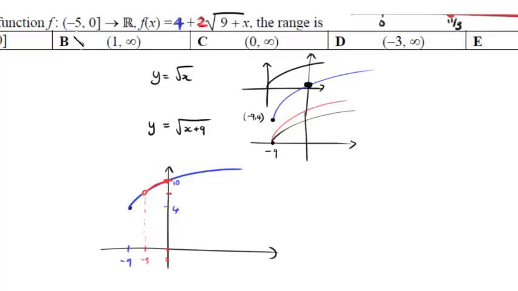So let's plug in -5 in there. If you plug in -5, you get 9 minus 5, which is 4, and root of 4 is 2. So 2 times 2 is 4. 4 plus 4 is 8. So that value there is 8. And we already found that point. That's 10. So the range is 8 to 10, not including 8, but including 10. So that's the answer.